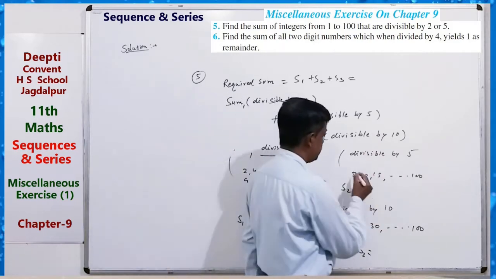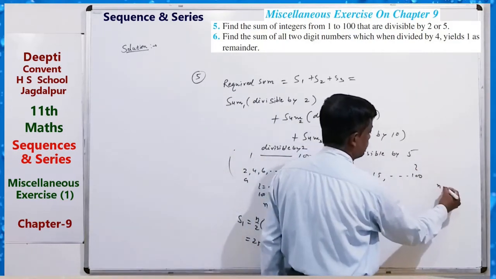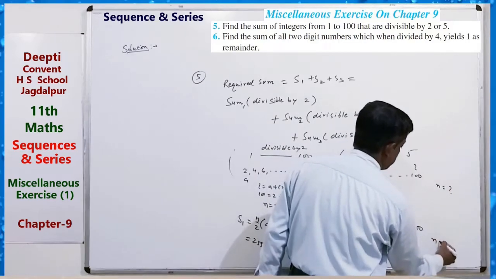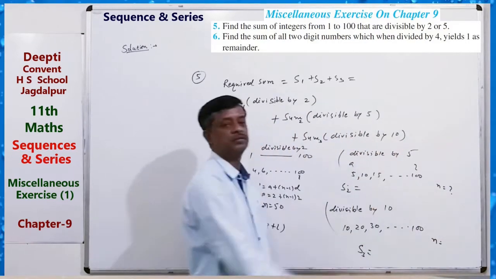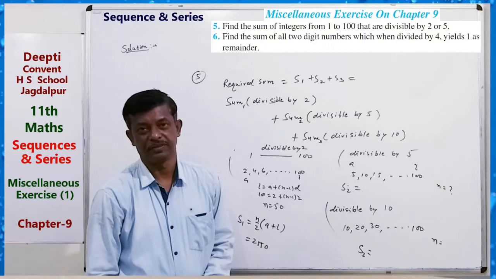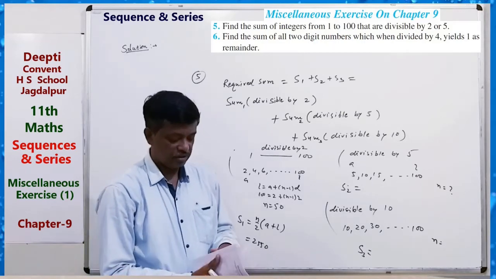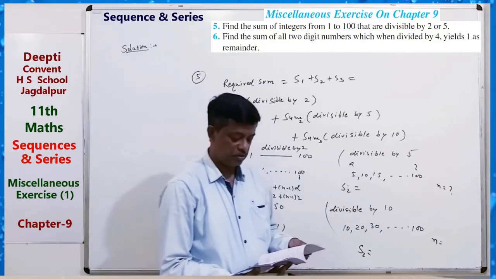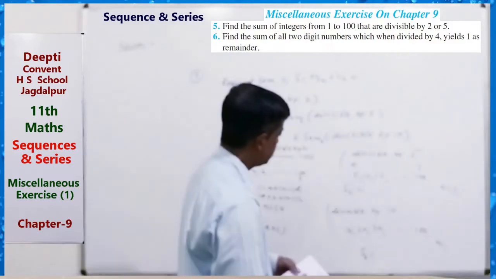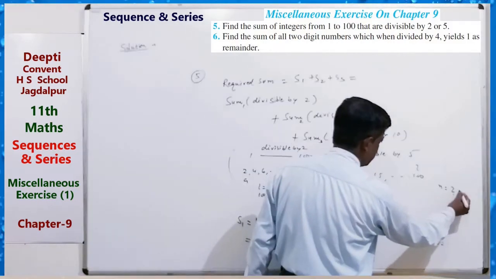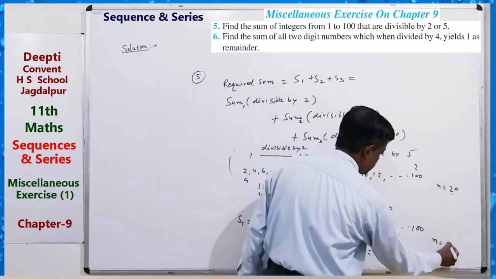Number of terms is, this is A, this is L. So find the number of terms, and then you can use it to find the sum. The second sum is n equals 20, the third n equals 10. So here n equals 20, and here you can get n equal to 10.